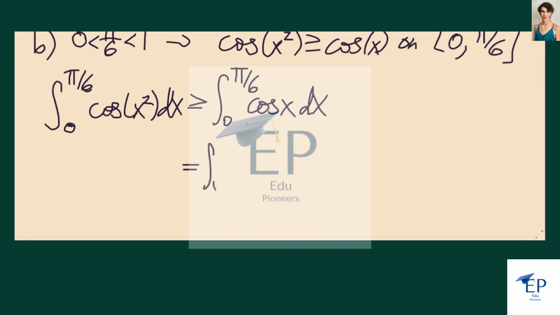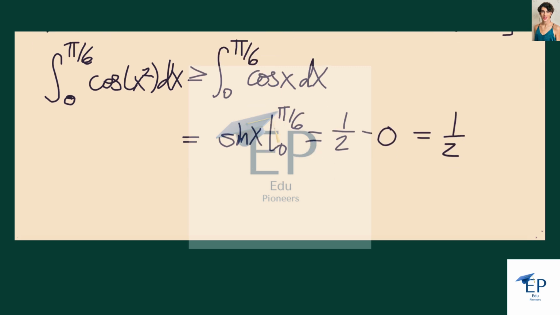Well, we take the antiderivative. This is now sine of x evaluated from 0 to pi over 6, which is the sine of pi over 6, which is 1/2, minus the sine of 0, which is 0, which is simply 1/2. And therefore, simplifying, the integral from 0 to pi over 6 of the cosine of x squared dx must be greater than or equal to 1/2.